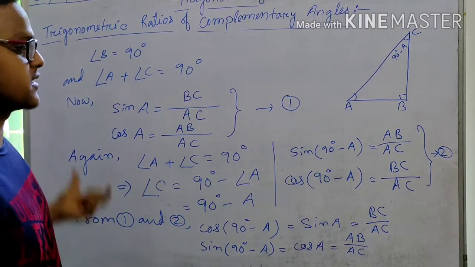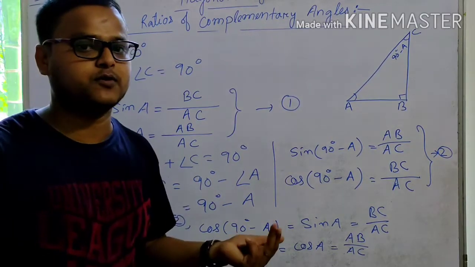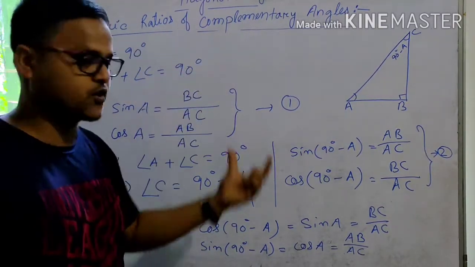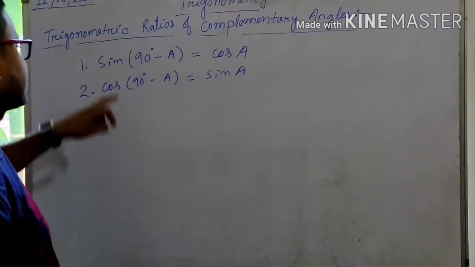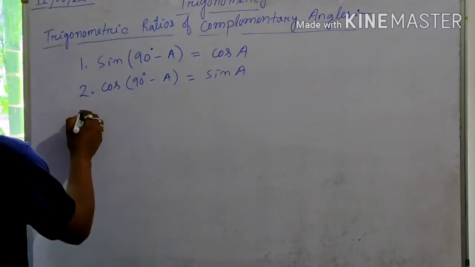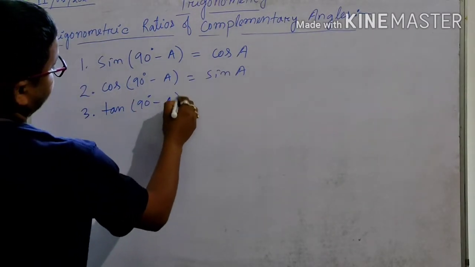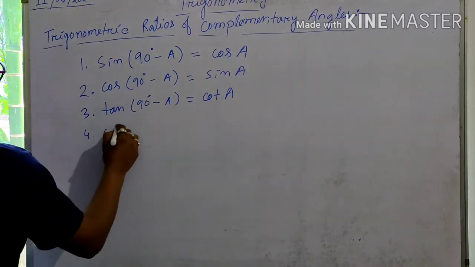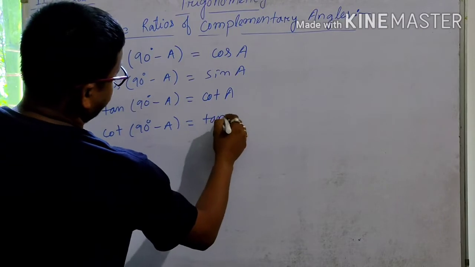So let's see what the formulas are. Here you get 2, and another you will get another 4 formulas. Okay, I write all those formulas. Finally we get sin(90 minus A) equals cos A, cos(90 minus A) equals sin A, and tan(90 minus A) equals cot A, and number 4, cot(90 minus A) is equal to tan A.